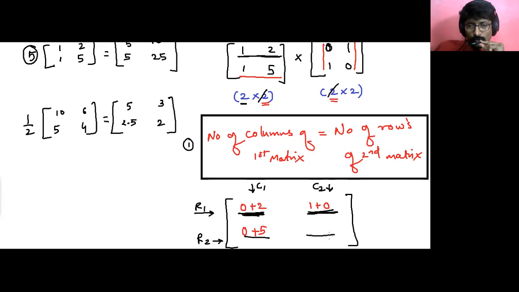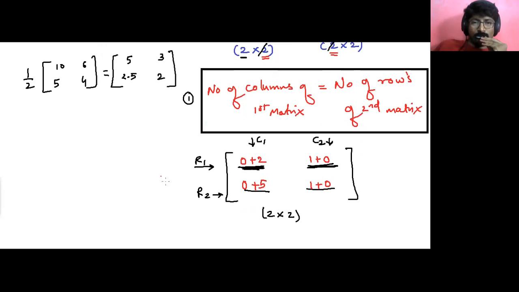Now again, this is row 2 and column 2. So choose row 2, column 2. 1 ones are 1 and 5 zeros are 0. I hope you understood.